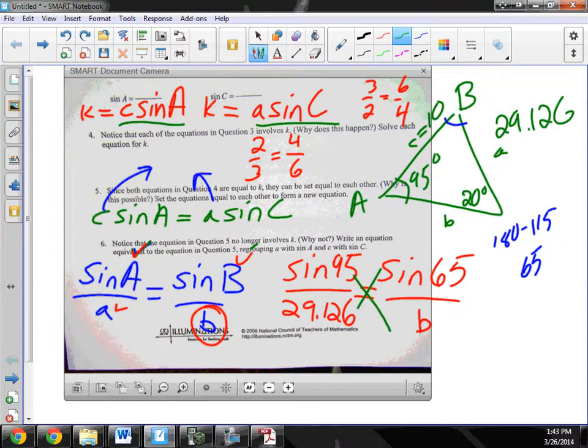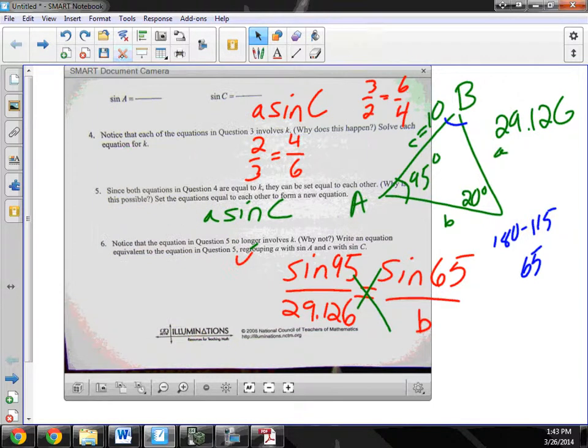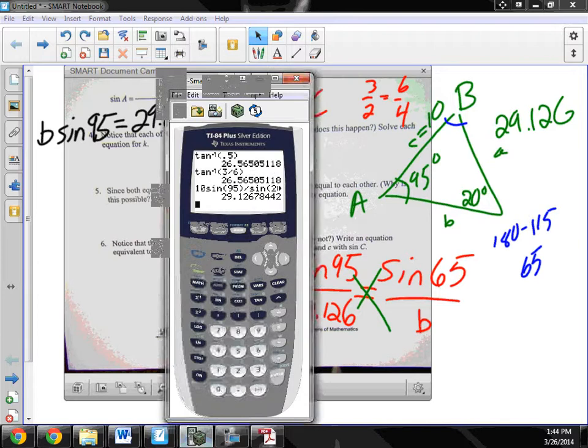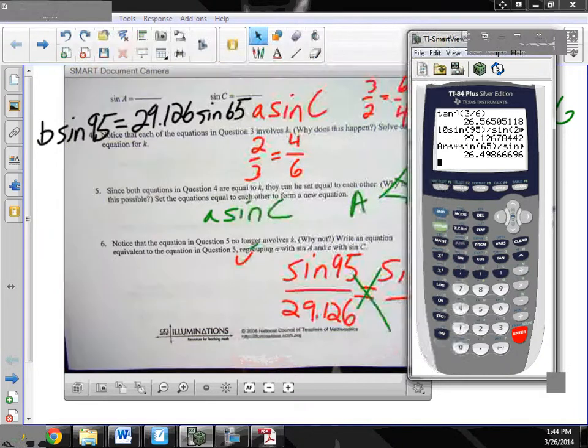Cross multiply. So that gives me b sine of 95 equals 29.126 sine of 65. How do I solve that? Divide by the sine of 95. So I'm going to do the answer times sine of 65 divided by the sine of 95. And little b is 26.5.